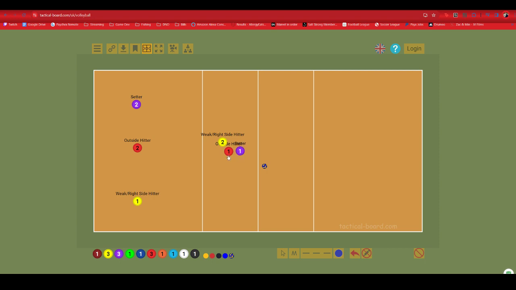The setter's going to move into here. Weak side's going to come out to here. Outside's going to come out to here. So this ball comes over, and it comes to this guy, and we're in position now.